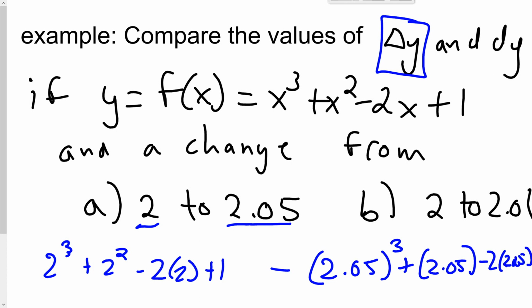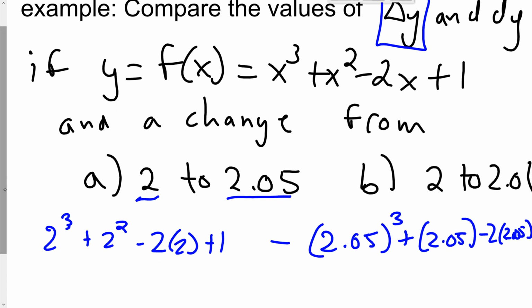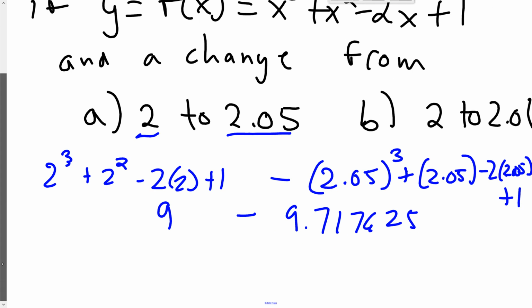2.5, 2.5 plus 1. I need to add a 1 here. So you plug in those numbers. And we plug in 2, we get 9. And then we plug in 2.5 for our x's, and we get 9.717625. So I'd subtract these, and I get 0.717625. I probably should have switched around because I get a negative here.